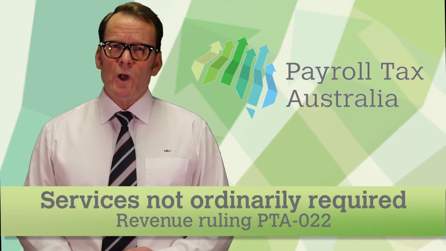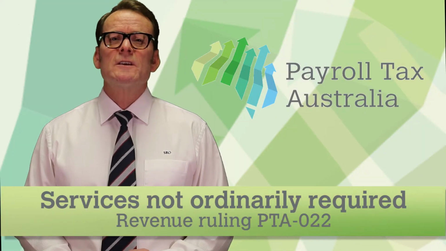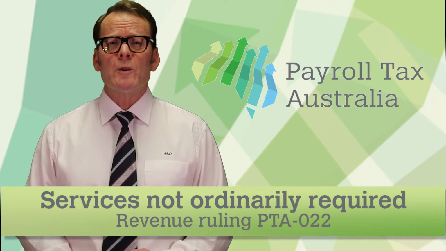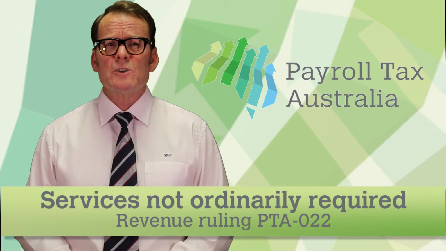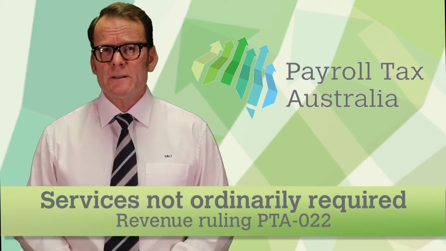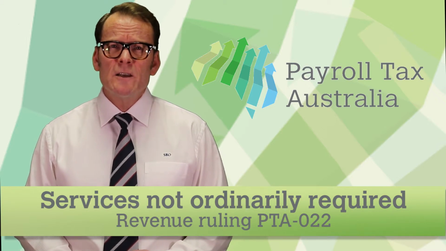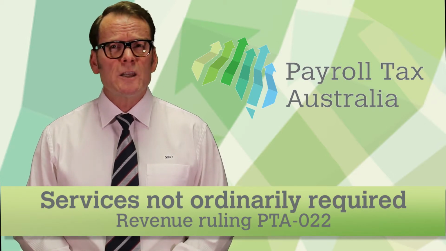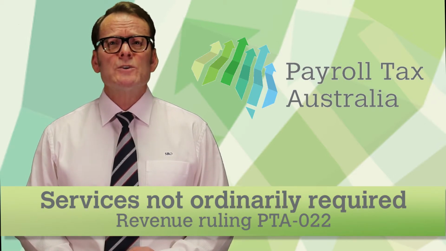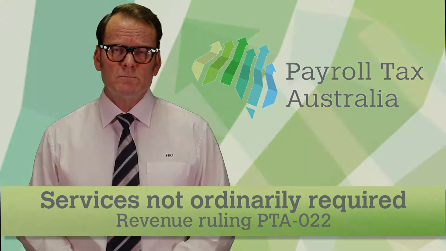This exemption applies when a contractor provides services that are not ordinarily required by the principal, and where that contractor ordinarily provides the same services for the public generally. To satisfy the latter, the contractor must derive less than 40% of his or her gross trading income from the principal during the relevant financial year.